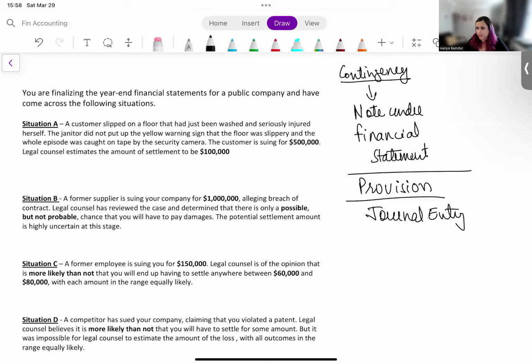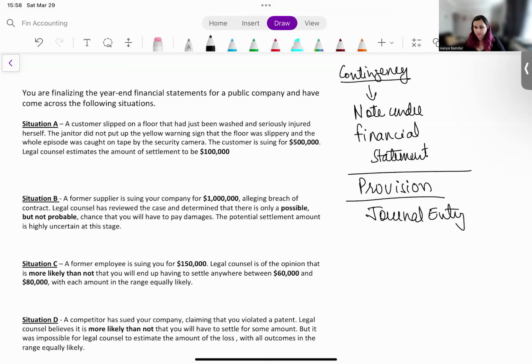So for each of these questions, only pay attention to what the legal counsel says. It doesn't matter what we think. It doesn't matter how much we are sued for. It doesn't matter what our friends think. The only thing that matters is what legal counsel thinks the amount will be. So situation A. Now there are a couple of steps that we'll be going down.